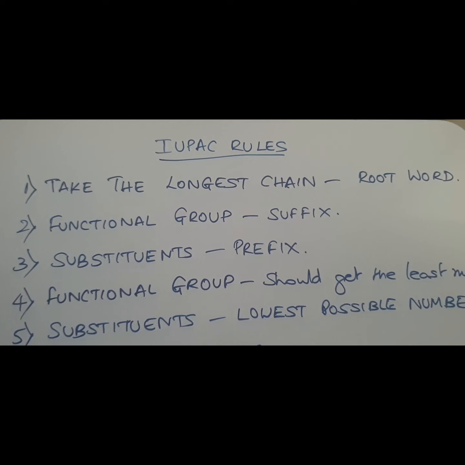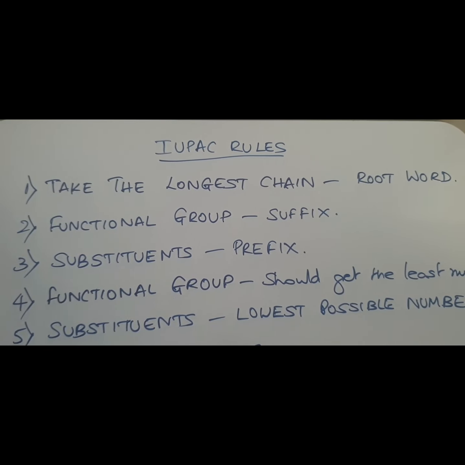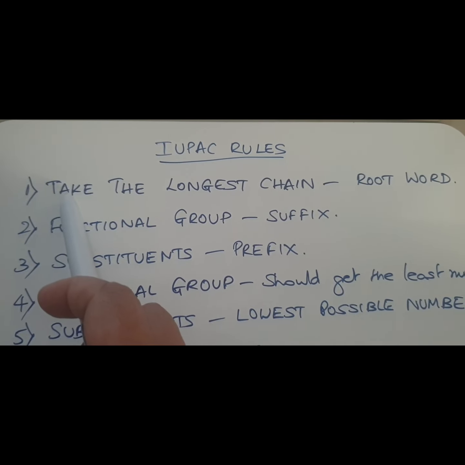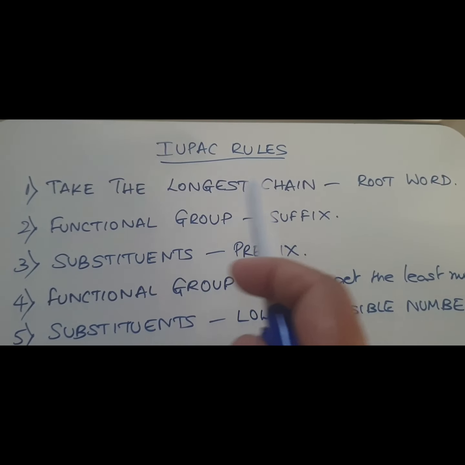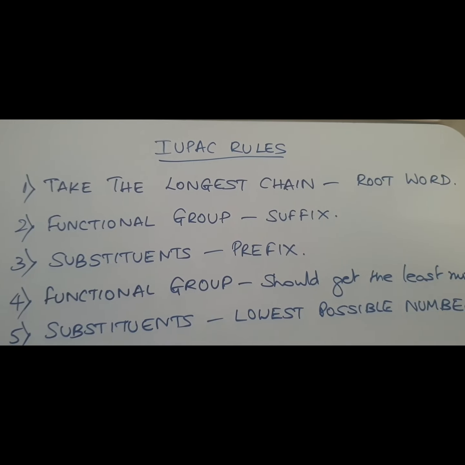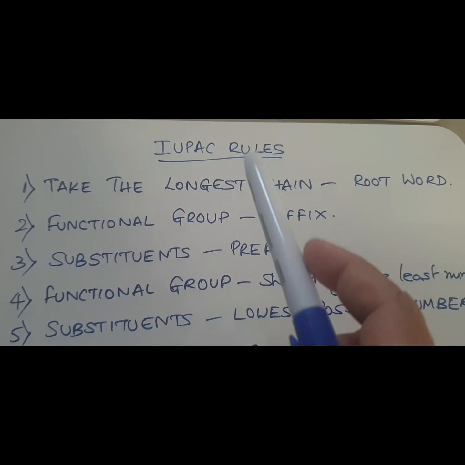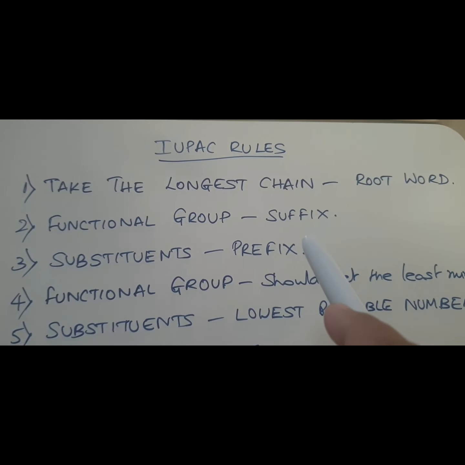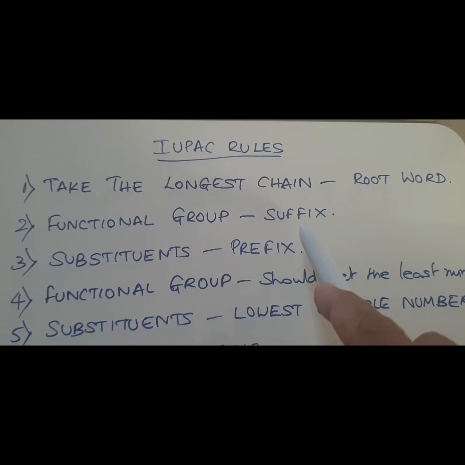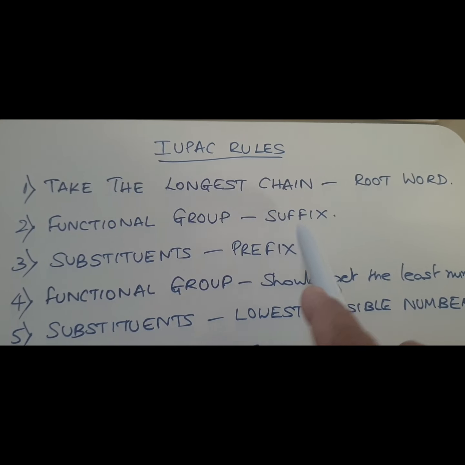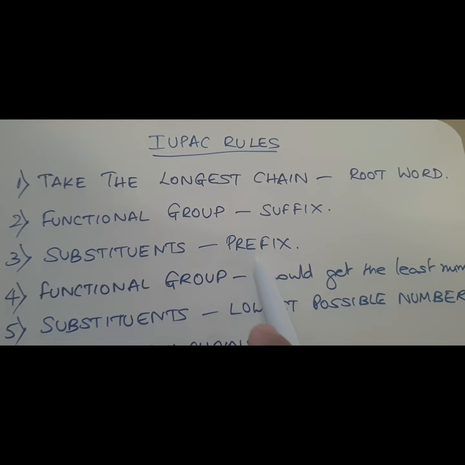When you're naming any organic compound, the first thing we need to do is take the longest chain of carbon compounds. That will give you the root word. And you know that there are 2 other important parts of the nomenclature. One is the suffix, another is the prefix.